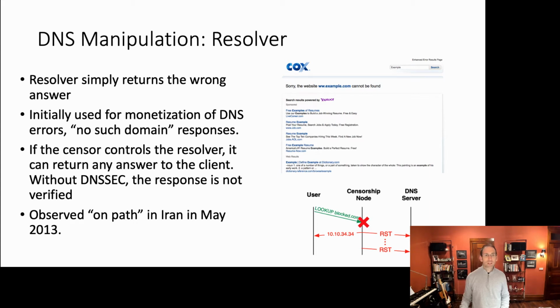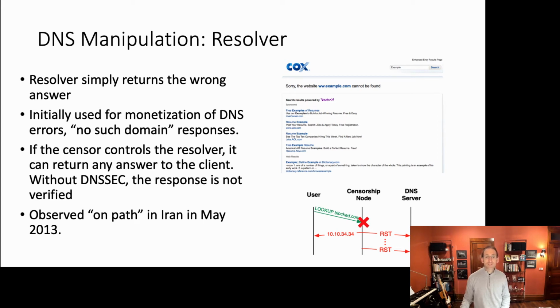Initially, DNS manipulation was used for monetization of DNS errors, instead of returning a no such domain response. A common use of DNS manipulation was to monetize typos, for example. So if you typed Google with 3 O's or without the E, the correct response for a DNS resolver might be to say that there was no such domain if the domain didn't in fact exist. But there was a time when the operators of domain name system resolvers used these typos or mistakes and tried to monetize them through manipulation or redirection.